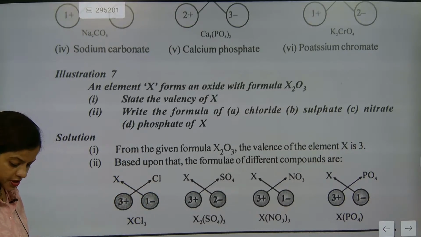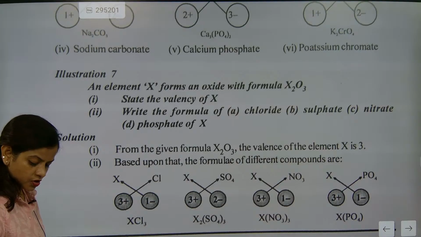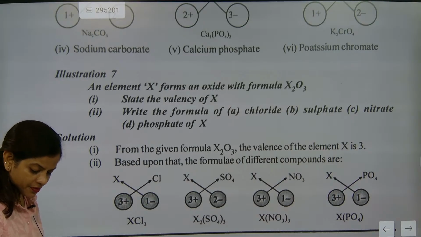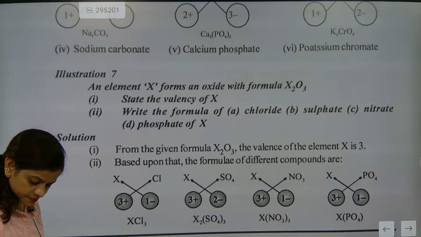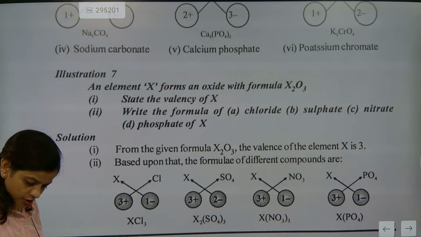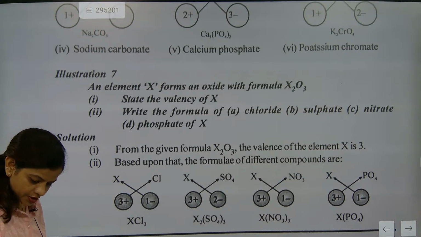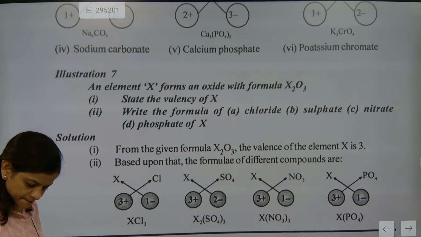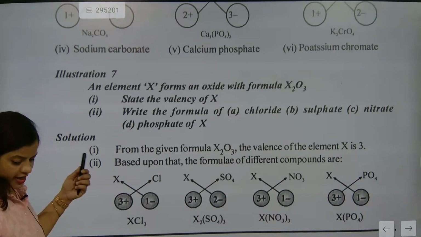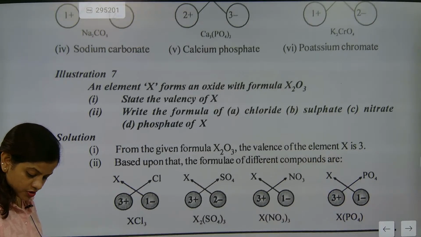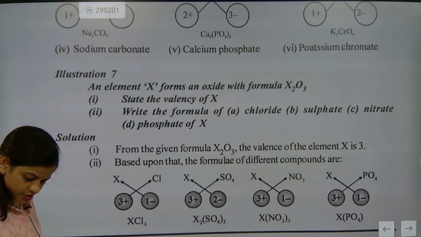Thank you so much, beta. So now look here. An element X is forming an oxide. Molecular mass is there. Formula unit mass is there. Fine. You just carry forward this atoms and molecules chapter, beta. I'm seeing the iron sulfate part is there. How are they writing it? What ions have they given? What molecules have they given?